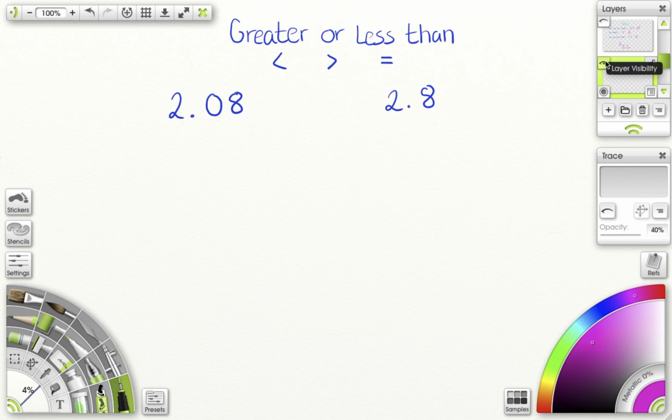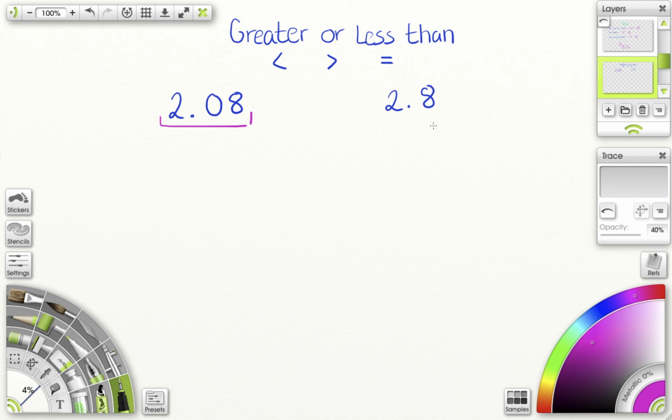Now, greater or less than. Which one of these two decimals is bigger? Is it 2.08 or 2.8? Well, right off the bat, you might think it's this one because this has 3 digits and this one only has 2. However, there's 3 different ways you can do this to determine which one is bigger than the other.